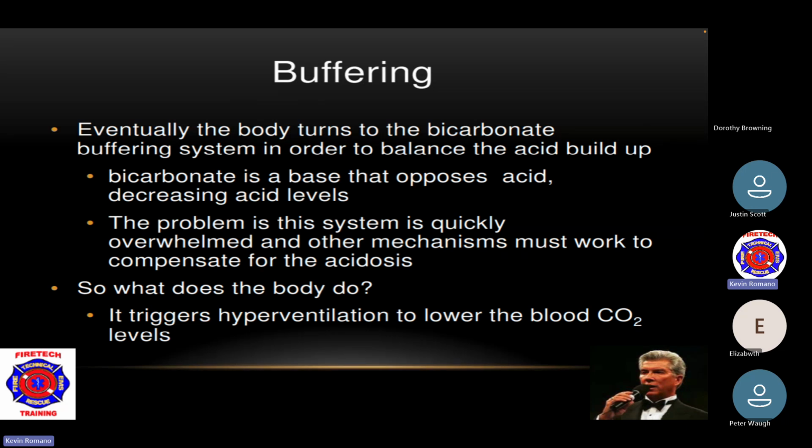So buffering. Eventually, the body turns to a bicarbonate buffering system in order to balance the acid buildup. I am not going to go into detail on the buffering system with you guys in this lecture. That'll take another 4 hours. All right. So bicarbonate is a base that opposes acid, decreasing acid levels. The problem is that the system is quickly overwhelmed, and then the other mechanisms must work to compensate for the acidosis. So what does the body do? It triggers that hyperventilation to lower the blood CO2 levels. Hyperventilation being that Kussmaul respiration. So it's trying to hyperventilate to push out and lower that carbon dioxide level.